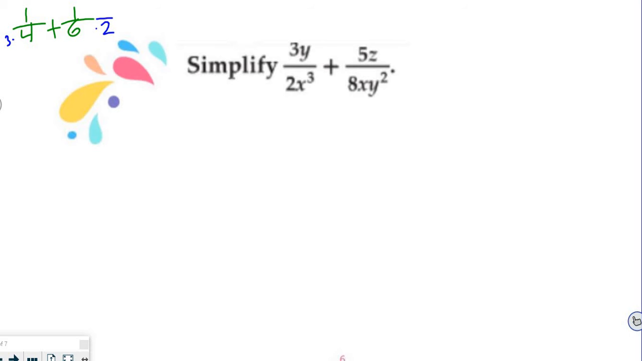Why do I have to do it to the top as well? Because technically those are 1, right? So I'm not changing the actual value of it. I'm just changing the way that it looks, right? If I have 1/4 of a pizza and I have 3/12 of a pizza, I have the same amount of pizza. It's just how I'm describing it. How I'm cutting my pizza lines.